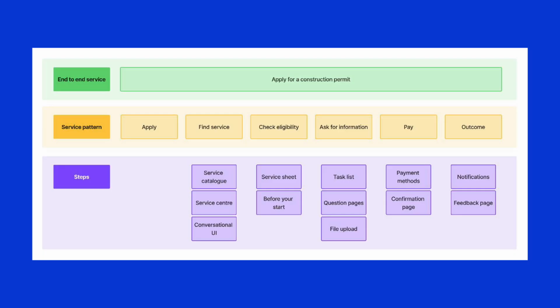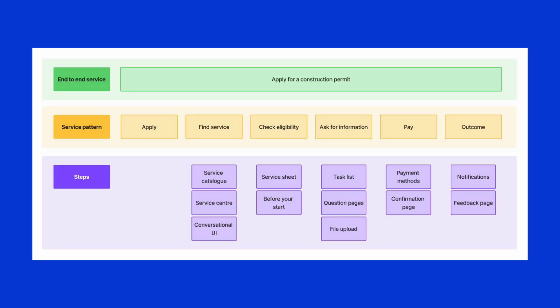And then the next level is the steps. So for example, within find a service, what might you find within that level? This is like a deeper dive. Within find a service, probably you'll have a service catalog, and that could be a page template for that. And if it's a service that has an offline journey as well, that could mean a service center, or again, digitally, that could mean a conversational UI.